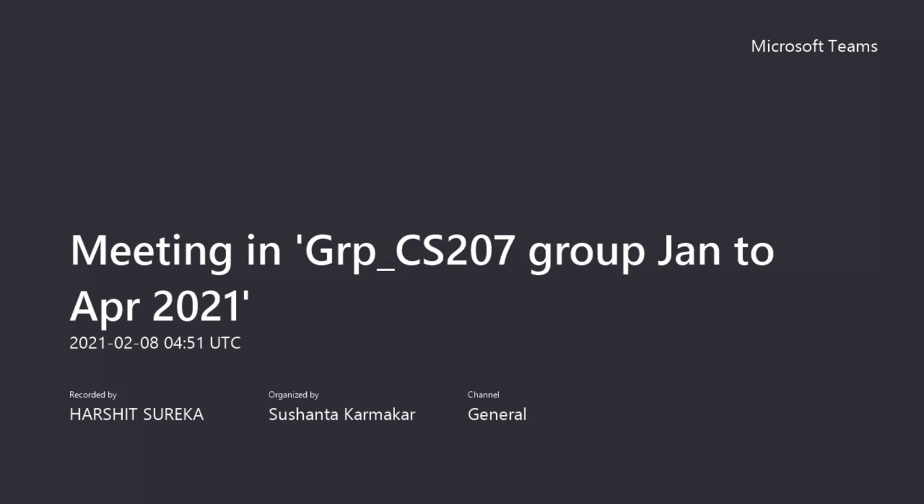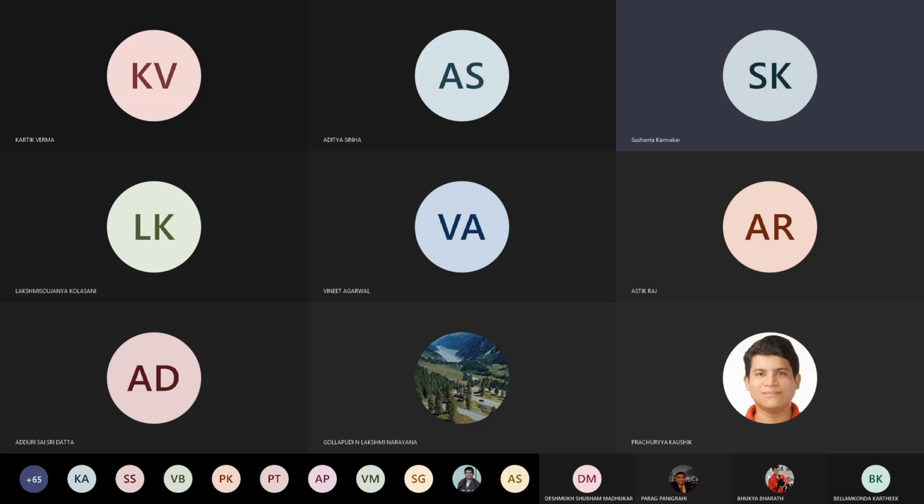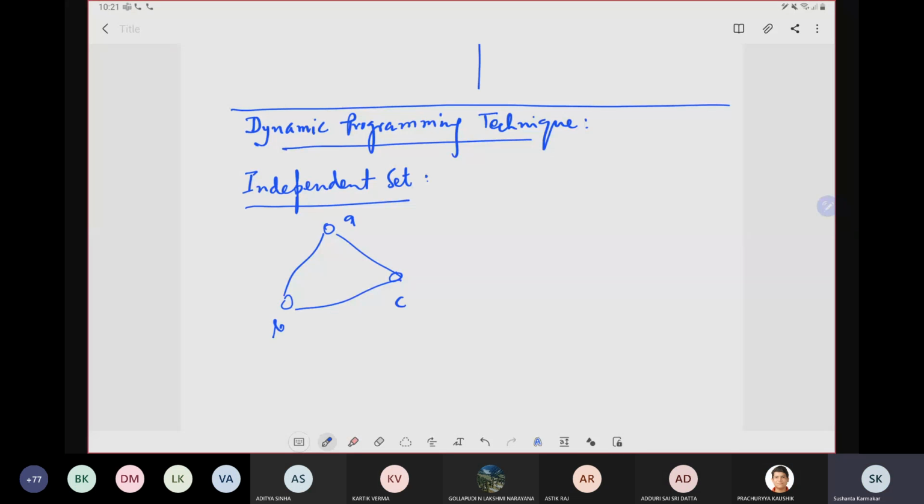Simple graph of 3 nodes. An independent set is a set such that if you take any 2 elements in that set, there is no edge between them. Suppose you take just A. In this set, there is no other element attached to A. So this is a correct independent set.